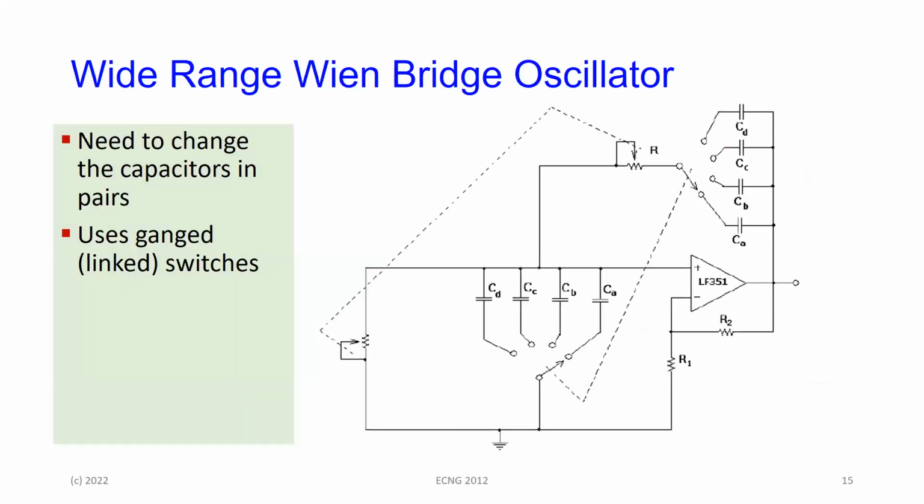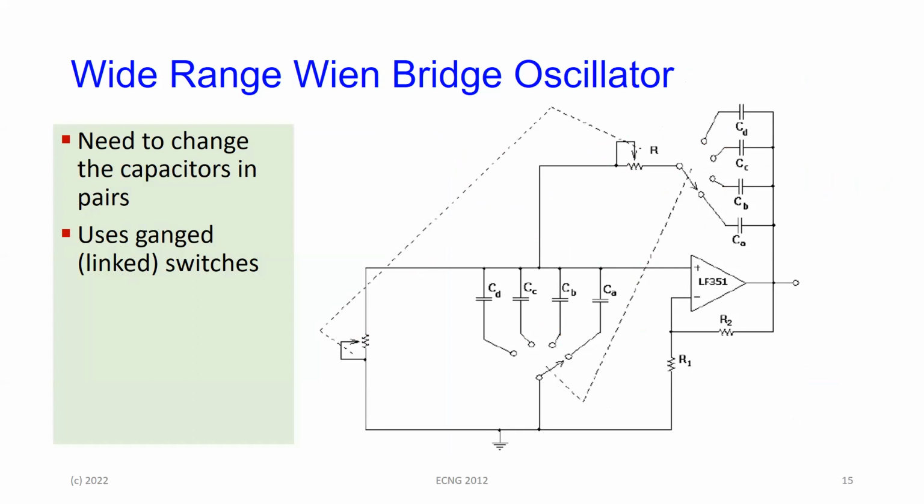All right, and this is the kind of way that you do it. So you have the resistor. This is what they call a ganged or linked potentiometer and a linked capacitor. So basically there are 2 switches, and as you change one, it changes both sets of values together.